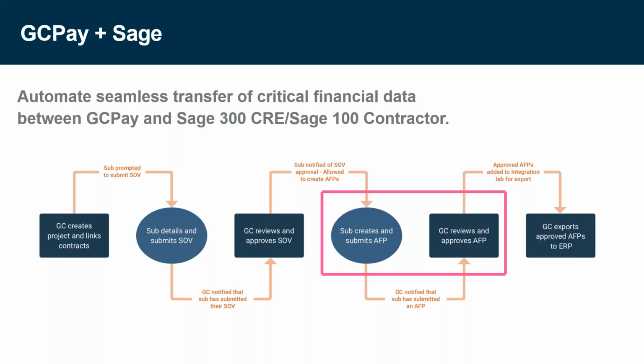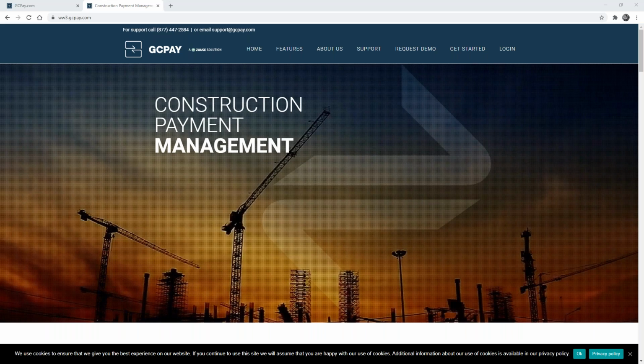There are a number of documents that may be required with that pay application, including a lien waiver. And so we'll be talking about how we can manage the lien waiver in that step in the process as well. Once the applications for payment have been reviewed and approved by the general contractor, with a click of a button, we can send the information into the Sage ERP. And so these will be the different steps that we will walk through in today's demonstration.